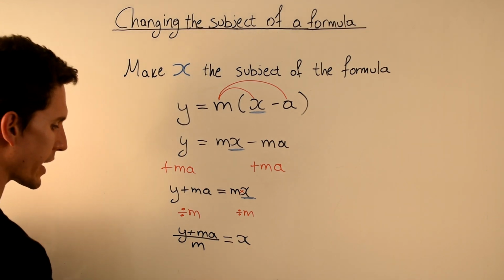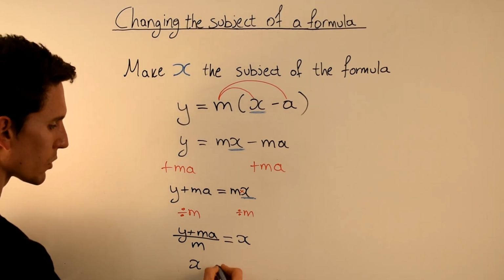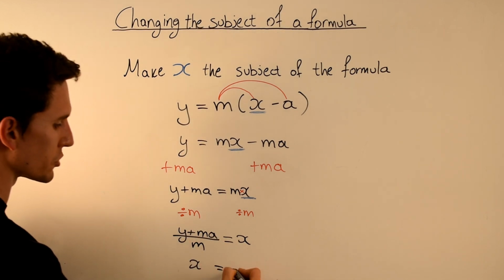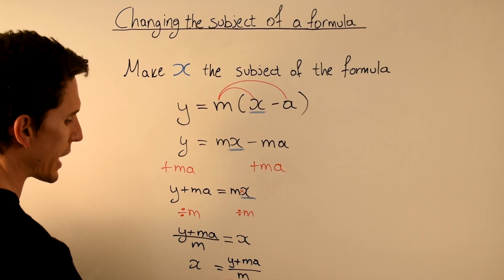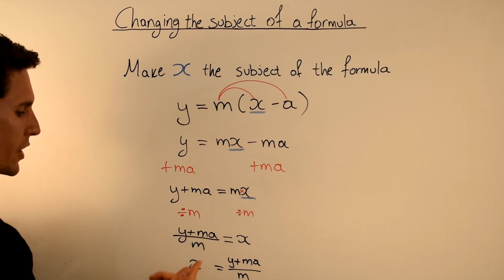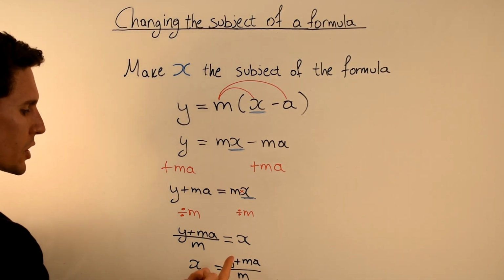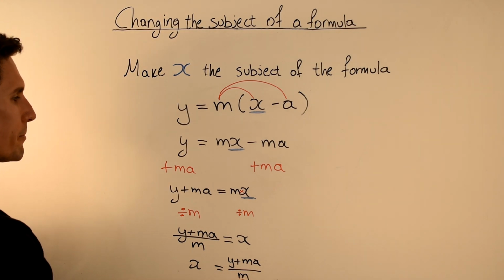So we'll start with x equals, and we'll simply write down this fraction on the other side. So we have y plus ma divided by m. Therefore we have the final solution, which is x equals y plus ma over m.